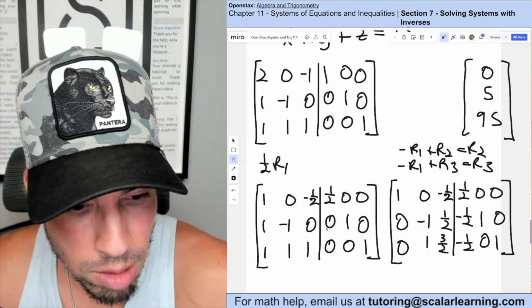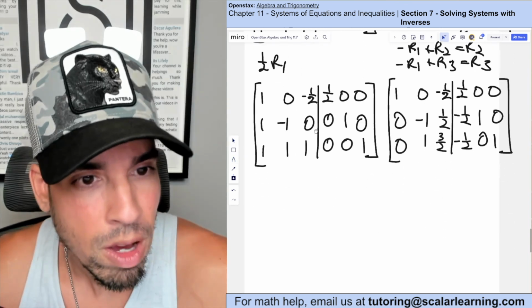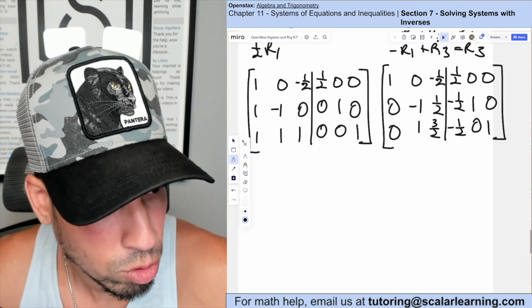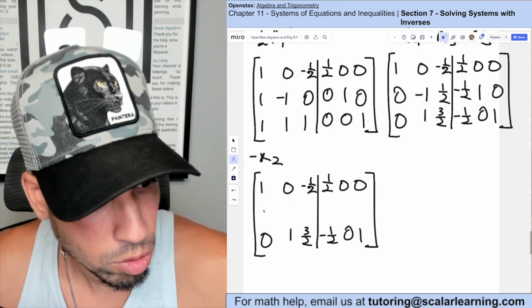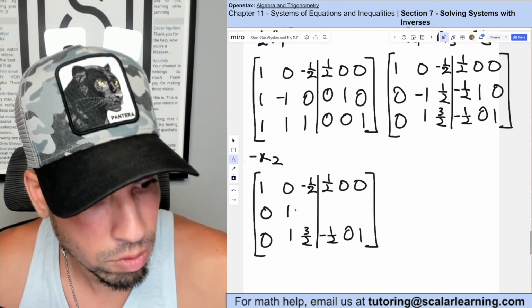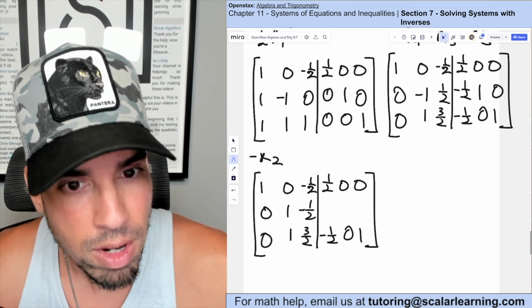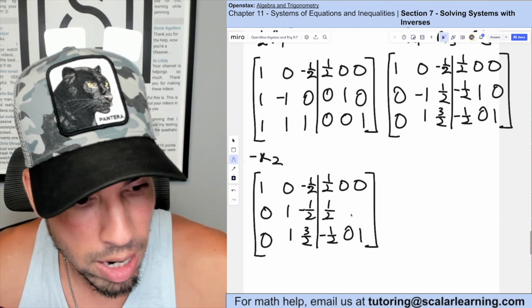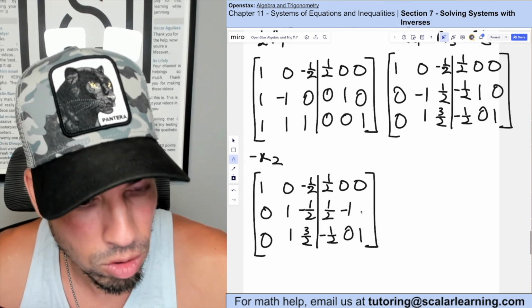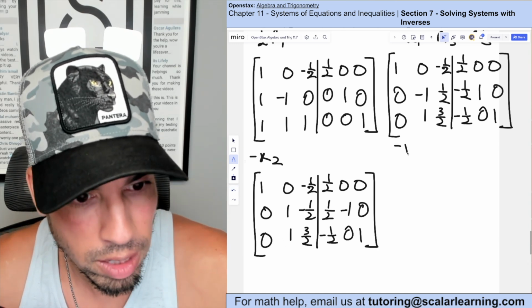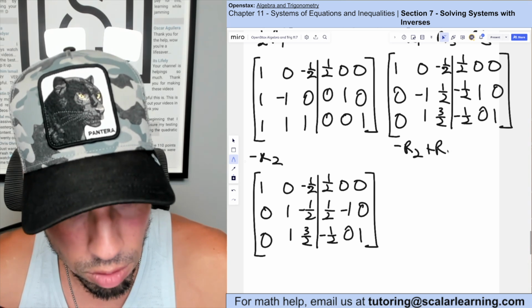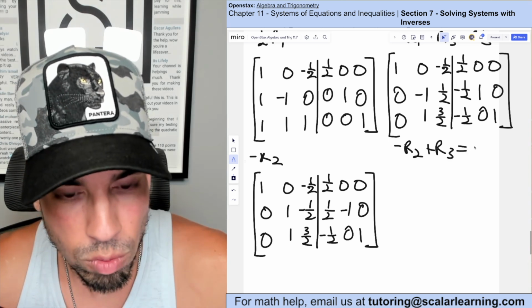We got that first column is perfect. Now I want to get that middle value to a positive 1. Let's just multiply row 2 by -1. So we got 0 stays 0. That goes to positive 1. That goes to -1/2. That goes to positive 1/2. That goes to -1. And that goes to 0. Great. Now we can flip that by doing negative row 2 plus row 3 to get a new row 3.